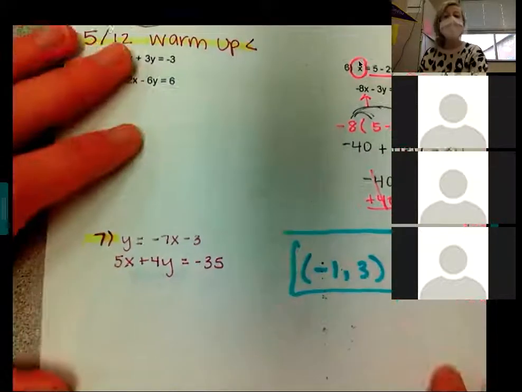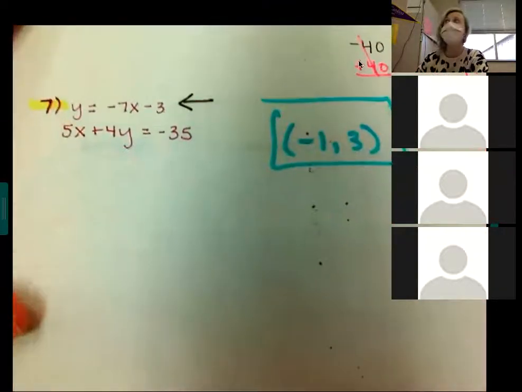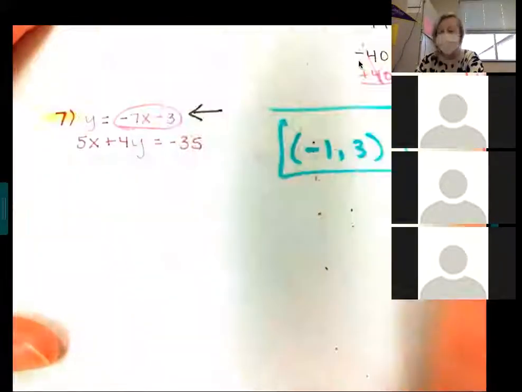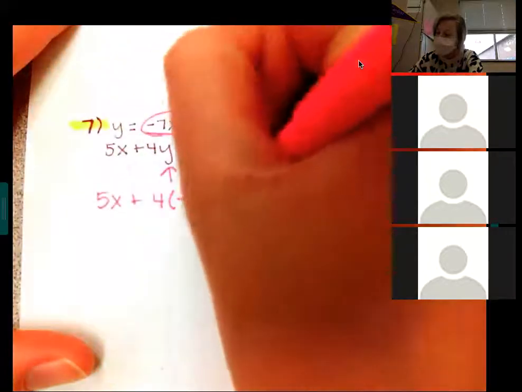Okay, number 7. Does everybody agree we should start with the top equation? All right, I'm gonna zoom in so y'all can see really good, and I'm gonna use different colors. The top equation says y equals. So as long as something is by itself, that's the one you're supposed to start with, right? Okay, so where can I go put this negative 7x minus 3? There you go, in for y. So instead of a y down here, I'm going to write 5x plus 4, and I am putting in negative 7x minus 3.